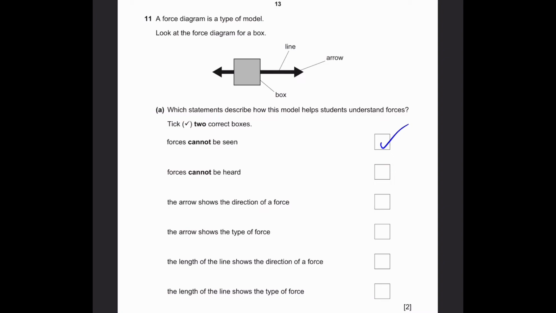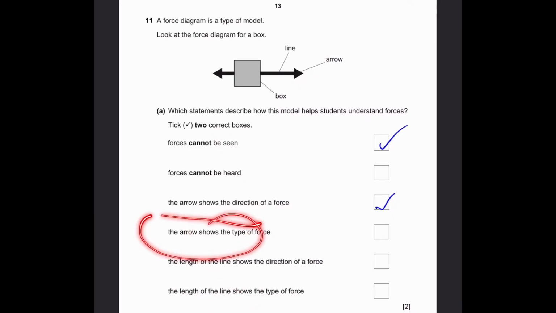That's false. If we clap our hands, we do a force, right? We exert a force from both sides on the hands. And this causes a sound. And that sound is technically created by the force, so it can be heard. The arrow shows the direction of a force. Of course, that's true. Since if the arrow is pointing this way, it goes towards that way. Arrow is pointing left, the force goes left. And the other three are all wrong as well.